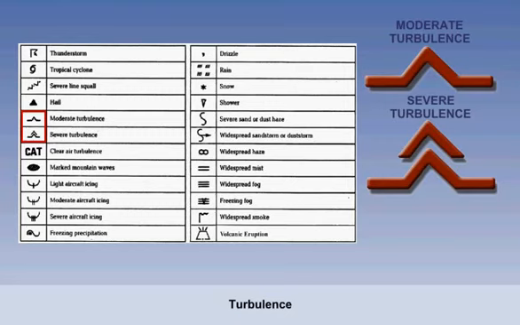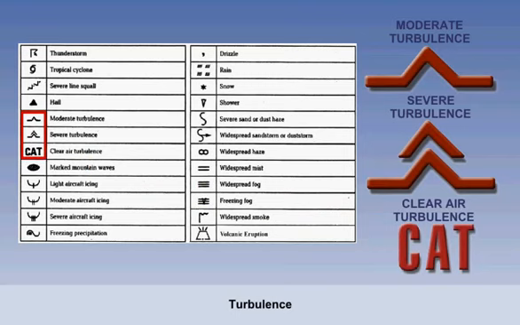If moderate or severe turbulence is forecast, then this is clearly displayed on the SIG weather chart by the following symbols. Light turbulence is not explicitly forecast on the SIG weather chart. Turbulence can be experienced either in cloud or in clear air. The latter form is called clear air turbulence, or CAT.